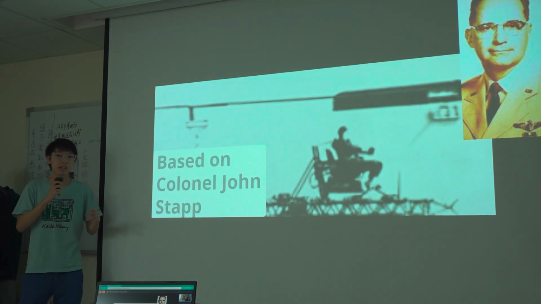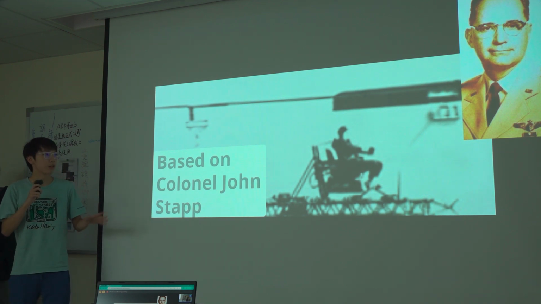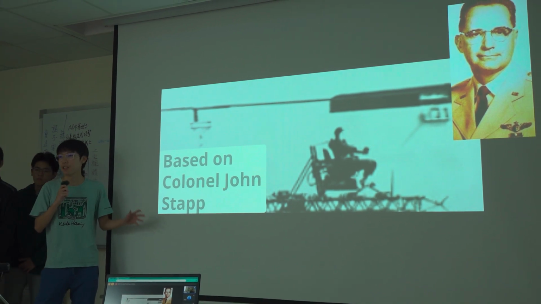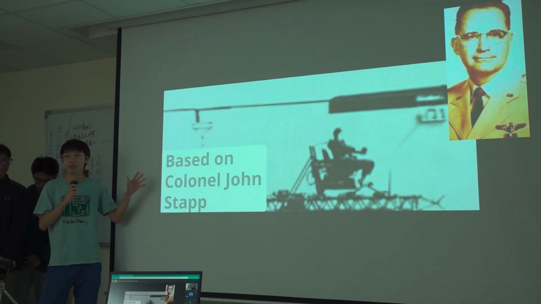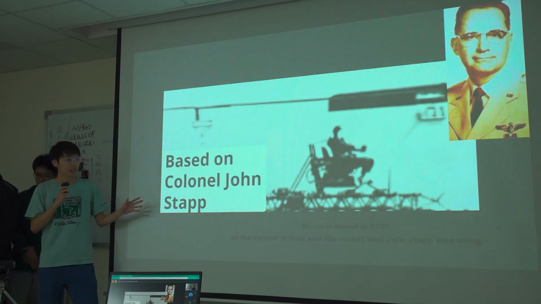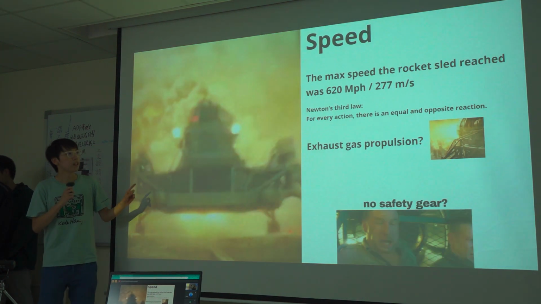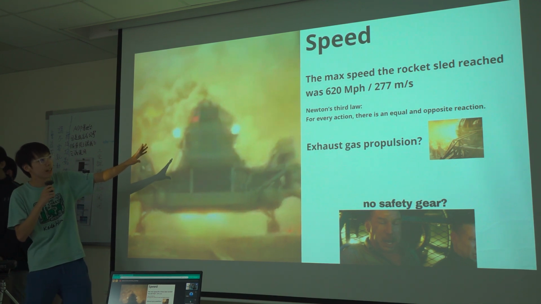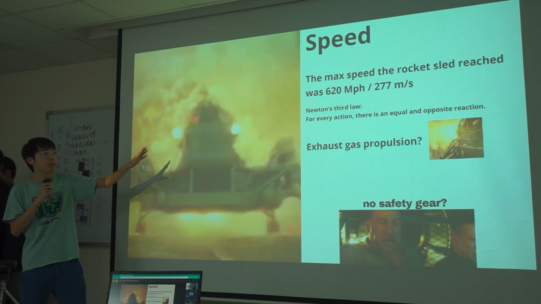Okay, since this movie is based in 1957, I'm going to take the closest one, and it's probably referencing this person called Colonel John Stapp, who reached 46 Gs, the highest record known to man to have been withstood. Okay, next. So the speed it says in the report that I read was 620 miles per hour or 277 meters per second.